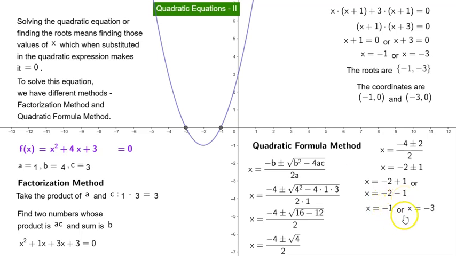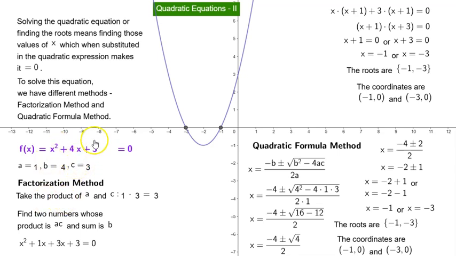x equal to minus 1 or x equal to minus 3, which is exactly what we had arrived at using the factorization method. So the roots are minus 1, minus 3, and the coordinates are minus 1, 0 and minus 3, 0.